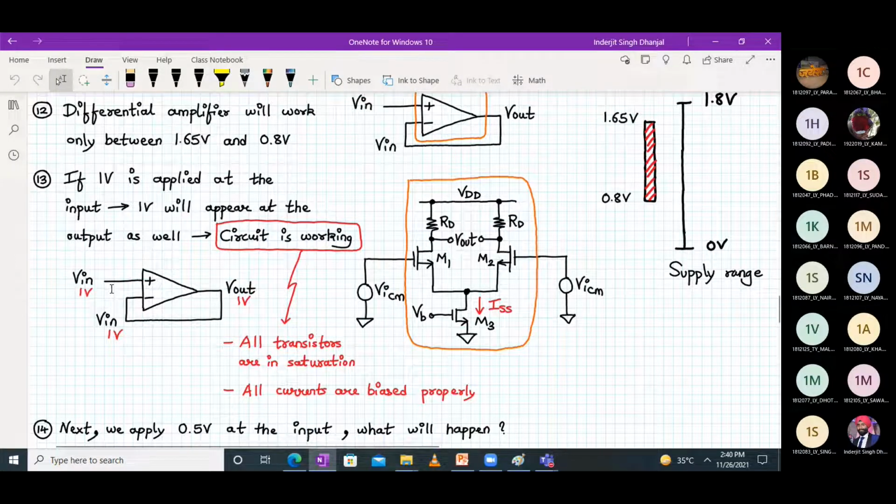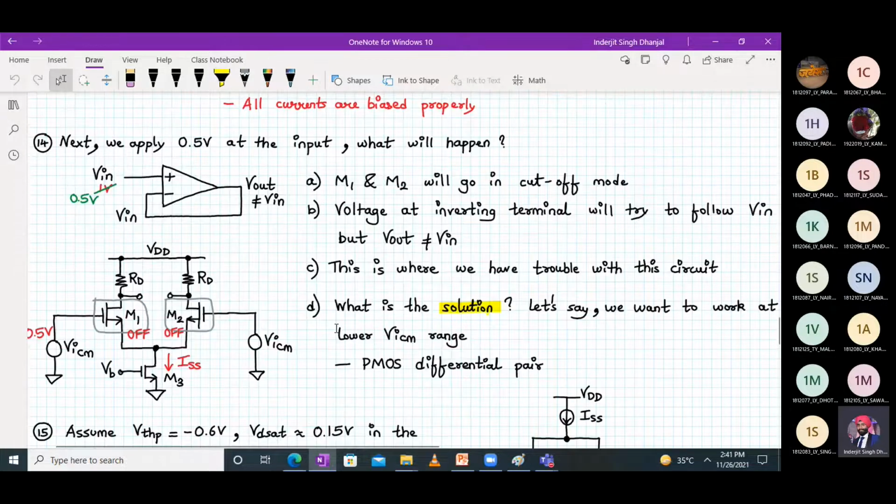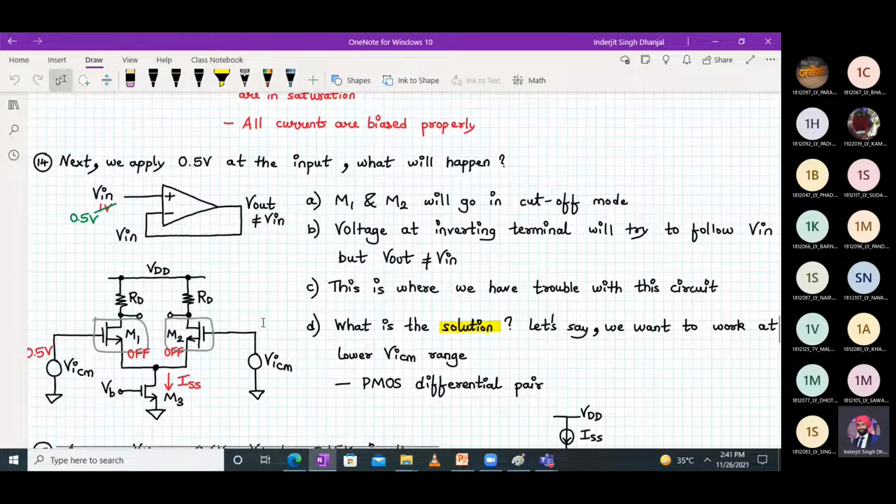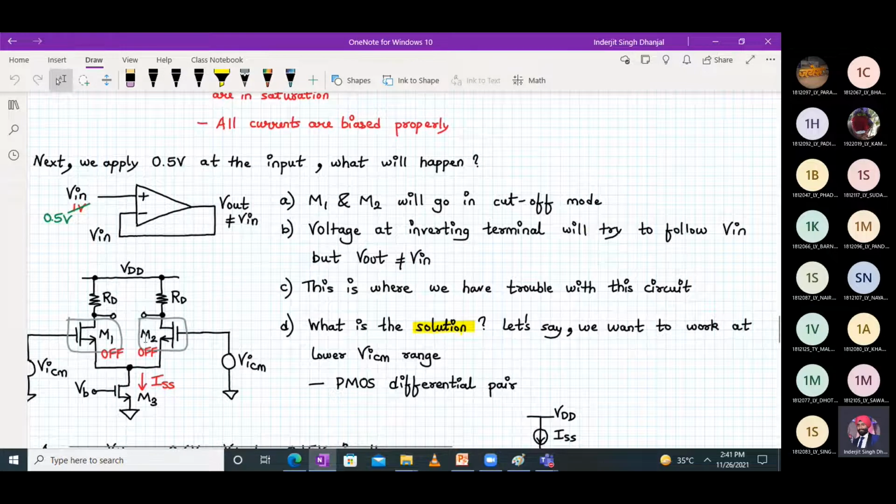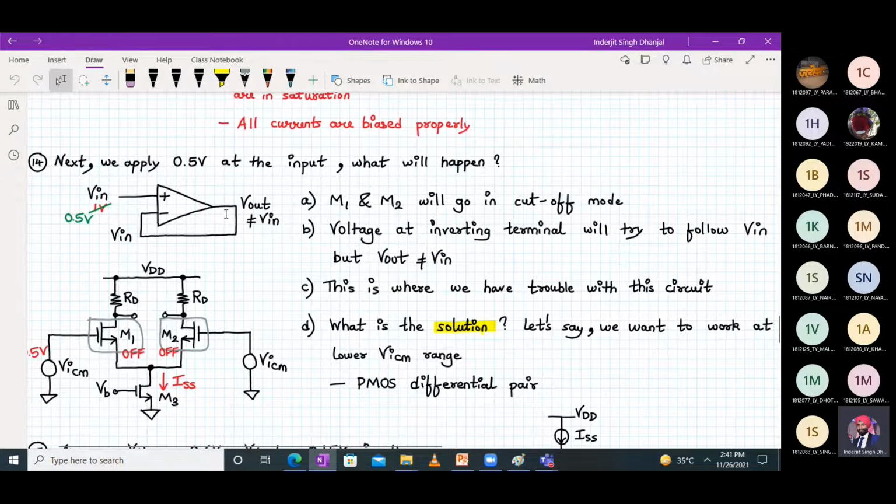What will happen if I apply 0.5 volt over here? If I apply input common mode voltage as 0.5, my output will not be equal to input. Why? Because M1 and M2 transistors will go in cutoff mode. The voltage at the inverting terminal will try to follow the voltage at the non-inverting terminal, but it will not happen over here. This is where we have trouble with this circuit.